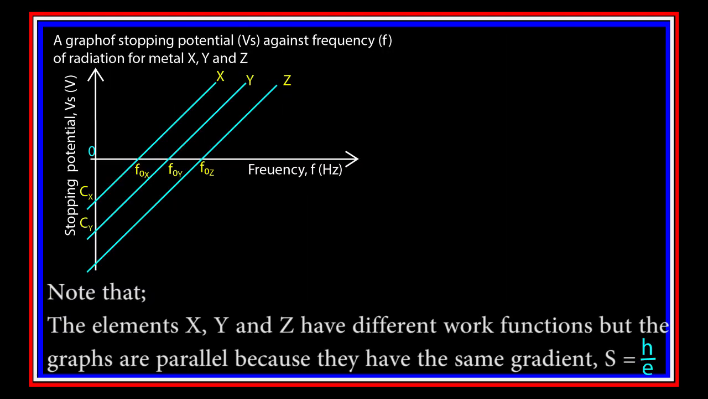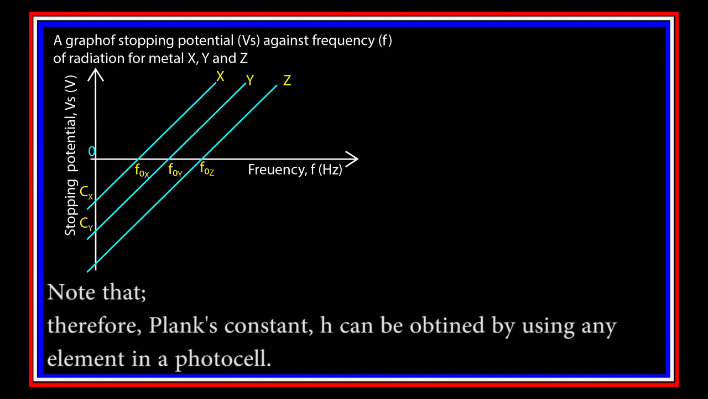Note that the elements x, y, z have different work functions, but the graphs are parallel because they have the same gradient, S equal to h over e. Therefore, Planck's constant h can be obtained by using any element in a photocell.